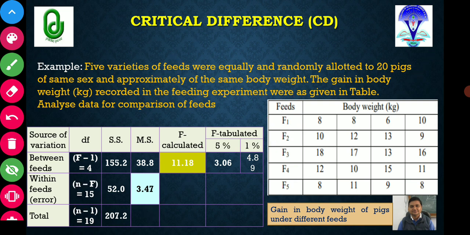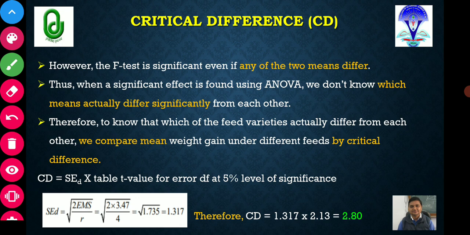So now see how we will calculate the standard error of difference. First of all, we have to calculate the standard error of difference. The standard error of difference is equal to the square root of 2 times the error mean square divided by the number of replications. Why are we using this formula? Because all the treatments are equally replicated. So I have kept the value 2 into 3.47. We have already seen the error mean square is 3.47, divided by 4 replications. So like this, we got the value 1.317. So that is the standard error of difference.